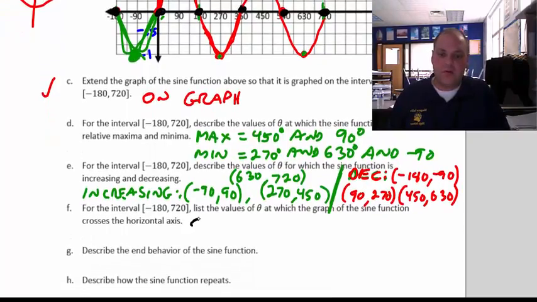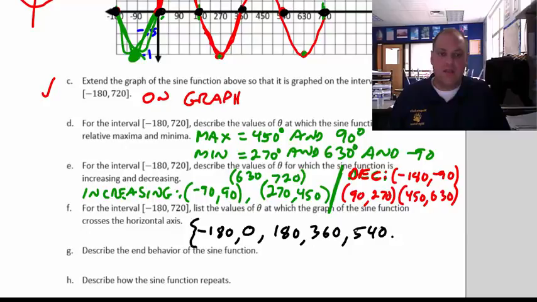We're just going to list them out. Negative 180, 0, 180, 360, 540, 720. Those are all my zeros. That's where the function hits 0.